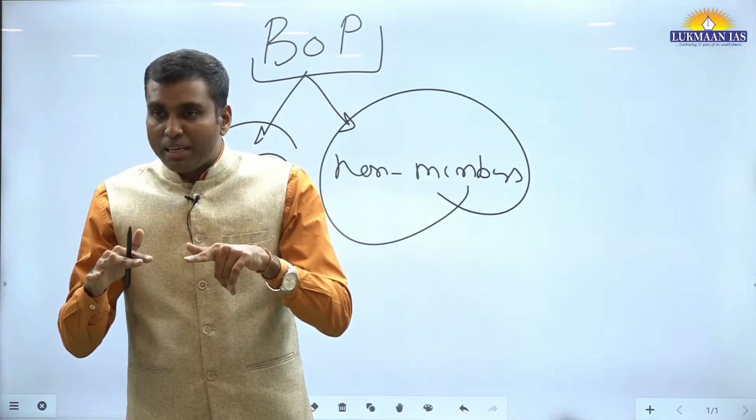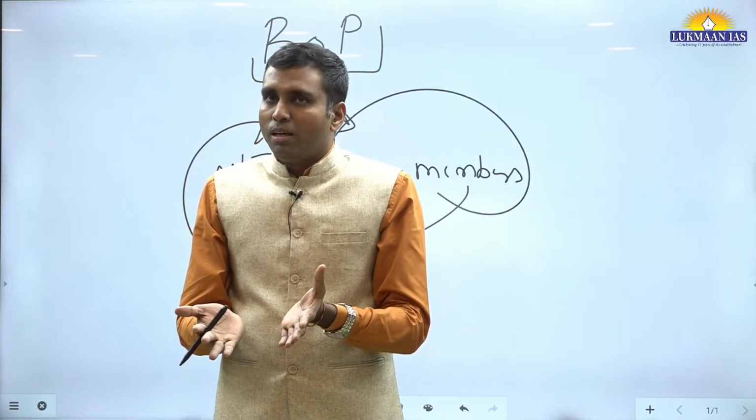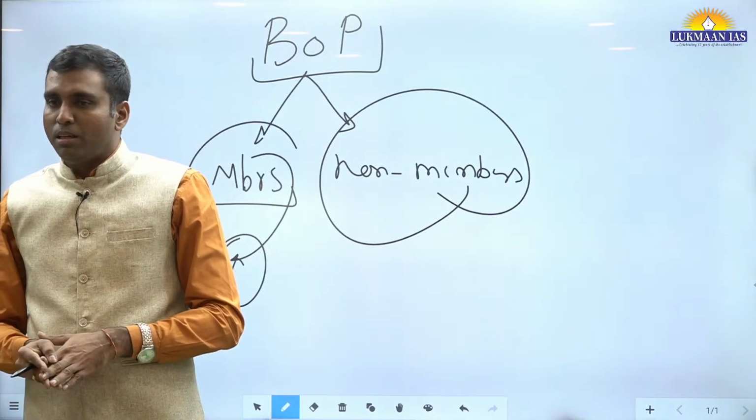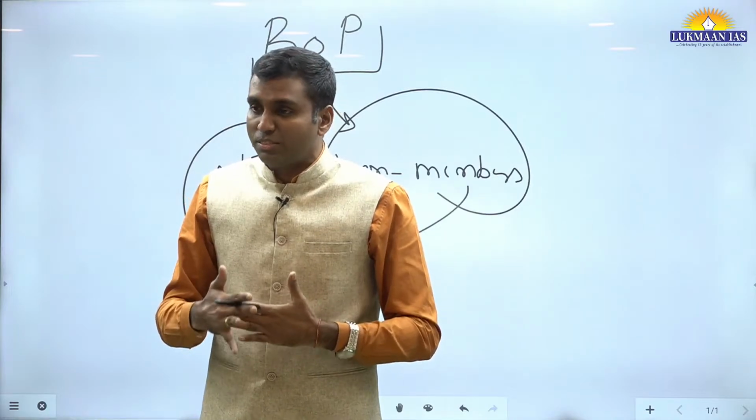But here what is happening is that the allegation is the members are violating the privileges of the house. Because of that, the functioning of parliament, the functioning of the house, is impacted. So they are being suspended. This link is what we are going to discuss here.